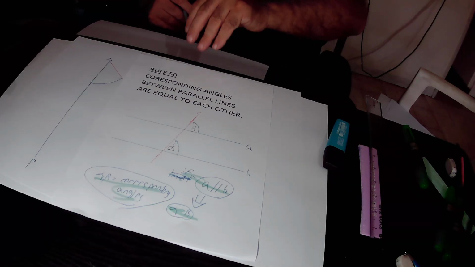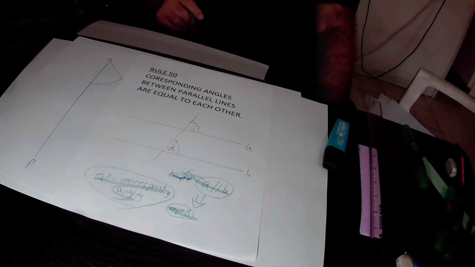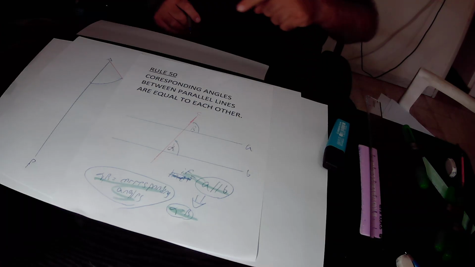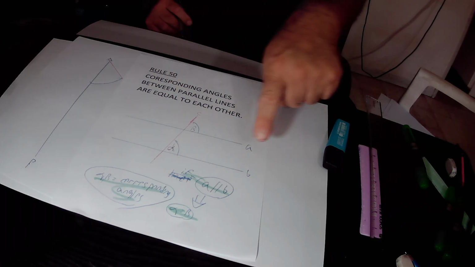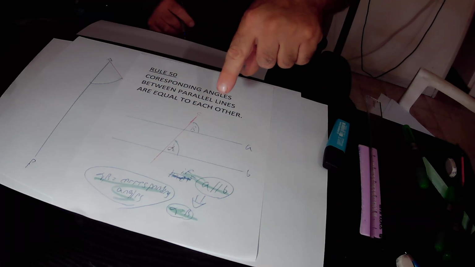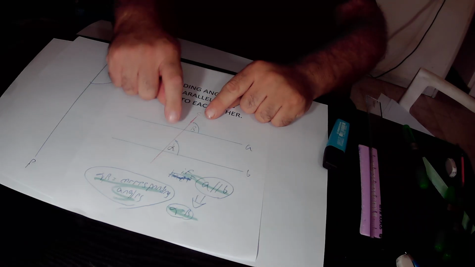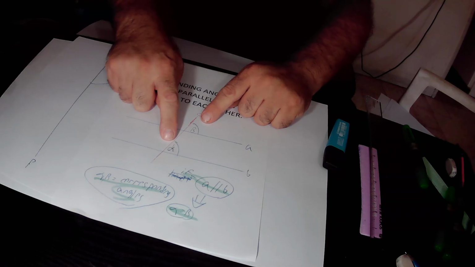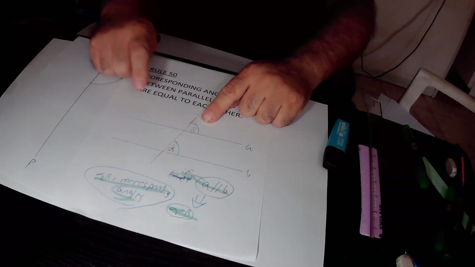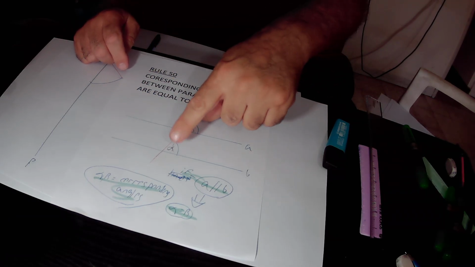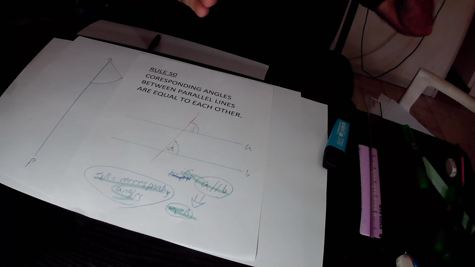According to Rule 50, corresponding angles between parallel lines are equal to each other. In the drawing, we have line A that is parallel to line B. Line C cuts the two parallel lines A and B at those 2 points. Those two angles alpha and beta are defined as corresponding angles, and they are located between the parallel lines A and B, and therefore they are equal to each other in their sizes. That is to say, alpha equals beta.